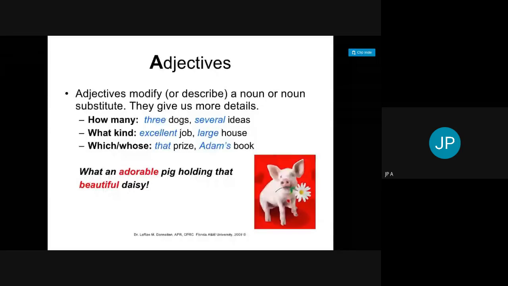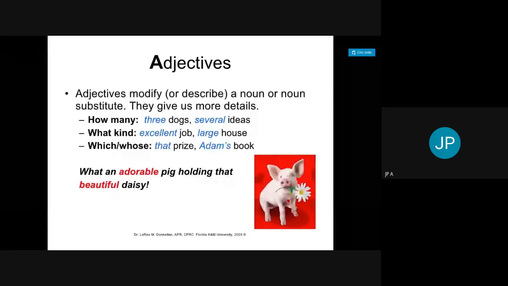Adjectives, they are called adjectives because of their function. We have already said that all the different words that we use are categorized according to the function they perform. So the function of an adjective is to modify or give more details about or describe a noun or a noun substitute. Noun substitute എന്ന് പറഞ്ഞാൽ pronouns ആണ്. So noun or a noun substitute.